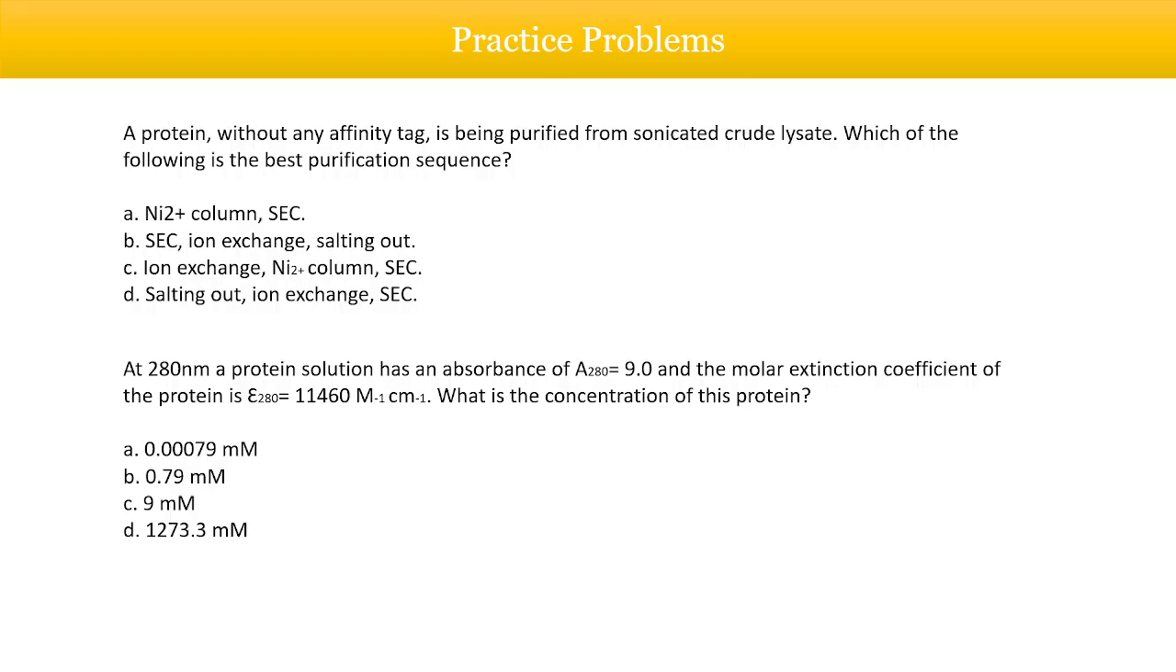I don't have a calculator. Maybe 9 by 11 is 0.79, and that's 1000 times, so maybe 0.79 millimolar. That might be correct. I don't have a calculator, so the concentration should be in millimolar, I guess. So yeah, possibly 0.79 millimolar. Okay, so the calculation is clear to you, I guess. Absorbance equals epsilon c l. We have the epsilon value and we have the path length as 1 centimeter.